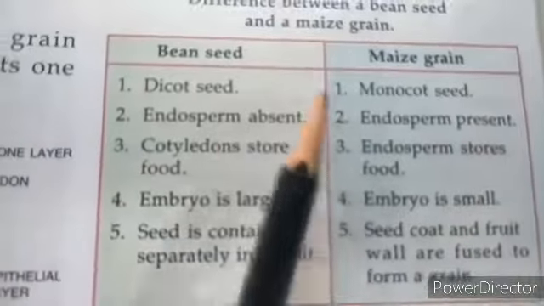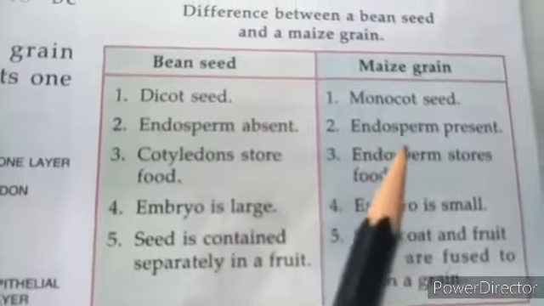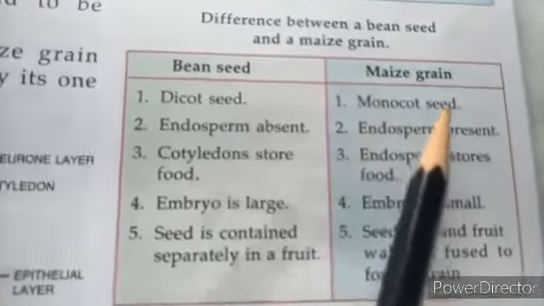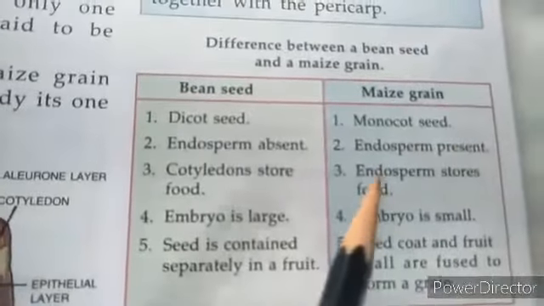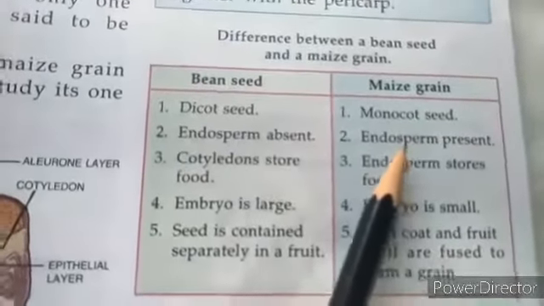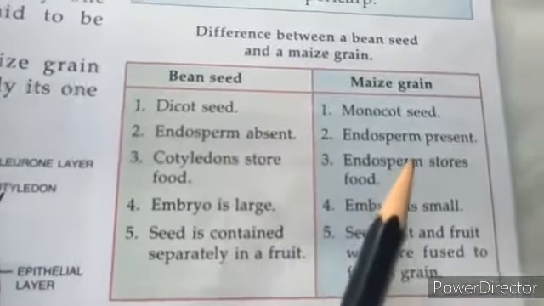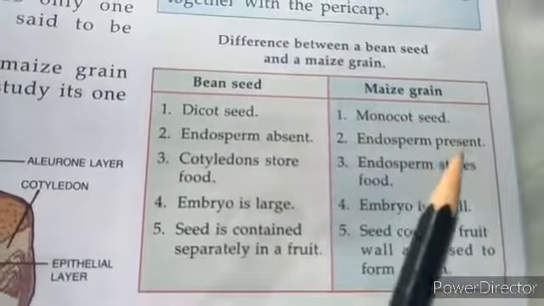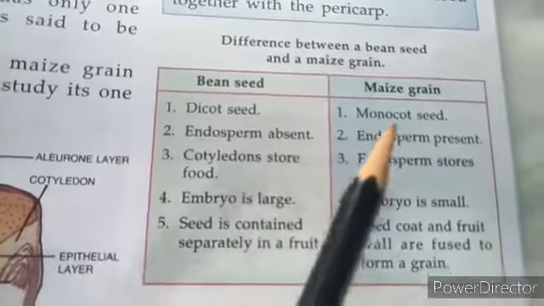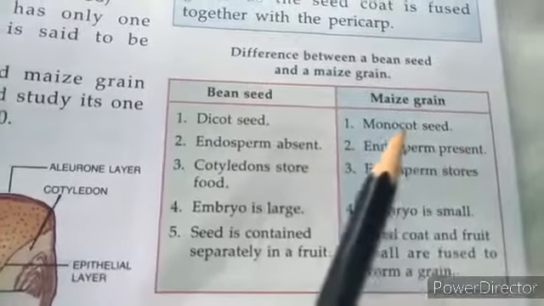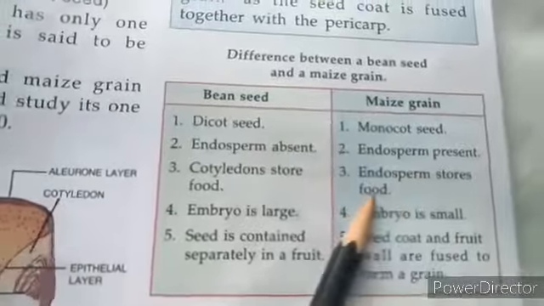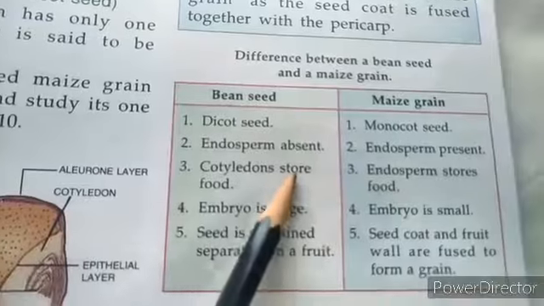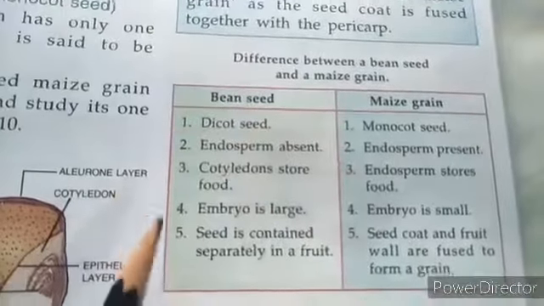Let's see in the maize seed. In the maize seed, endosperm is present. Fantastic. So in the monocot seed, endosperm is present and the food is stored in the endosperm. Its function is to store food for the seed. Can I repeat the sentence for you? Endosperm is present in the monocot seed and it stores food. Now, in dicot seed, endosperm is absent, therefore the food is stored in the cotyledons. I hope it is clear.